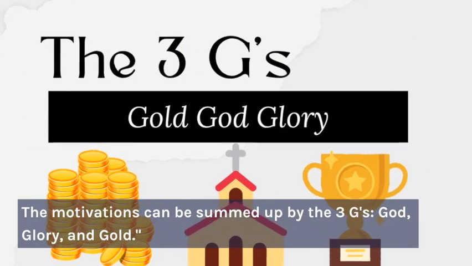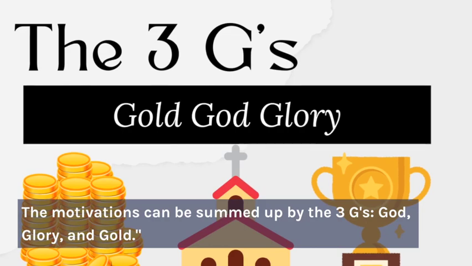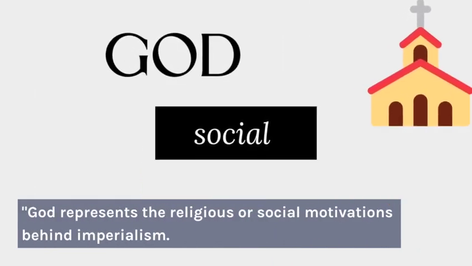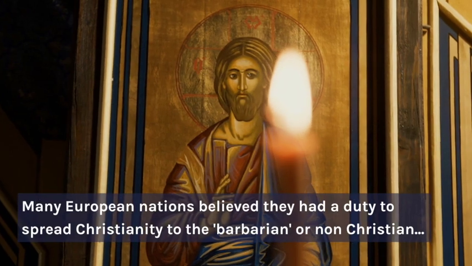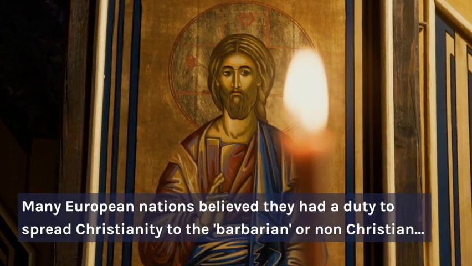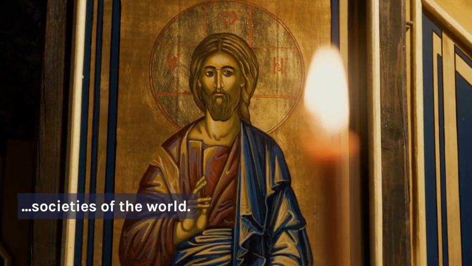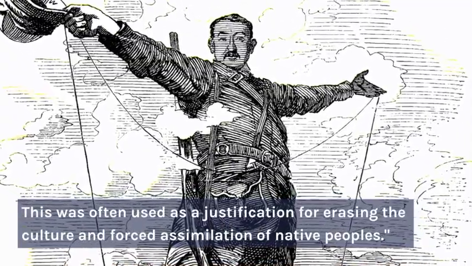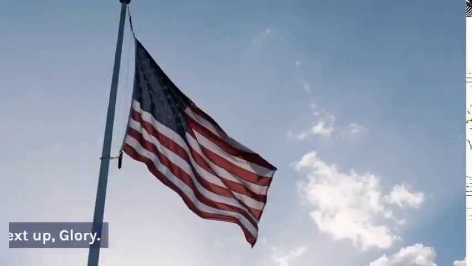The motivations can be summed up by the 3 G's: God, glory, and gold. God represents the religious or social motivations behind imperialism. Many European nations believed they had a duty to spread Christianity to the barbarian or non-Christian societies of the world. This was often used as a justification for erasing the culture and forced assimilation of native peoples.